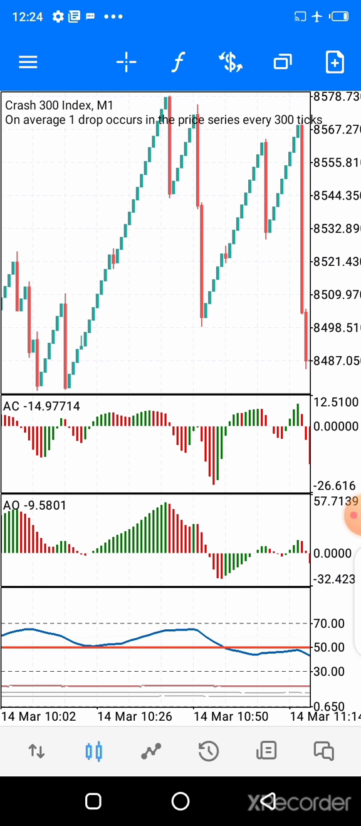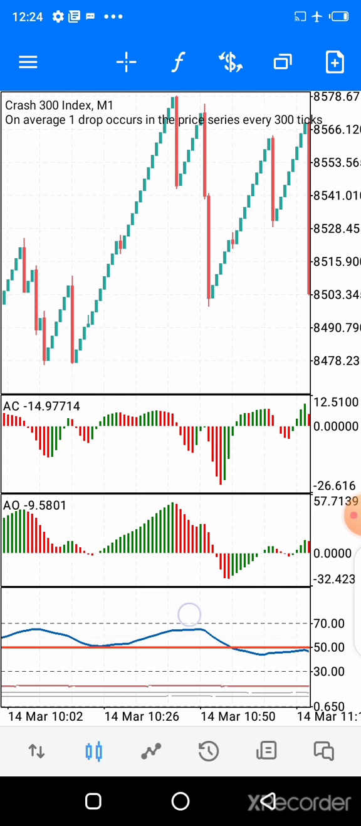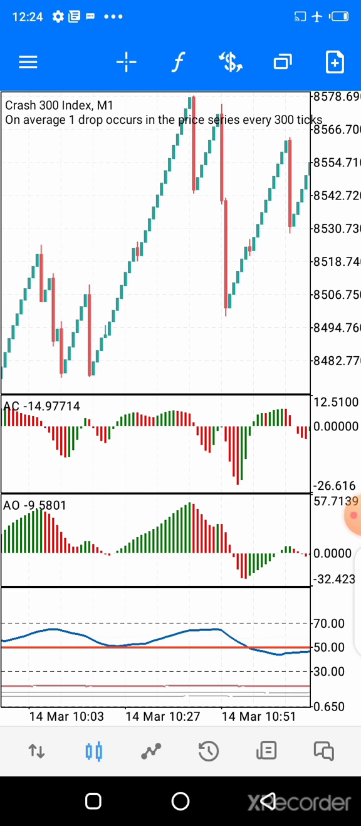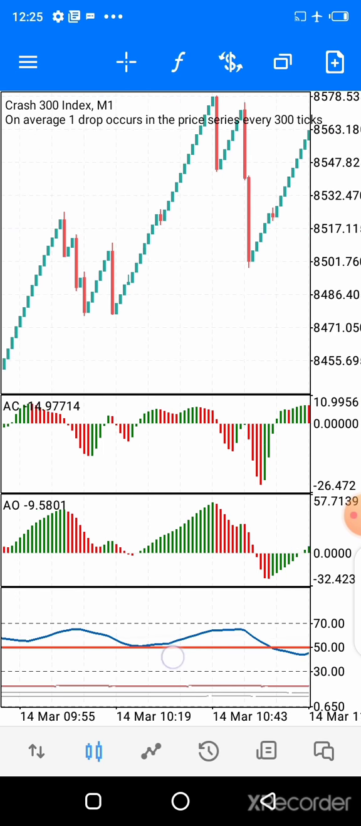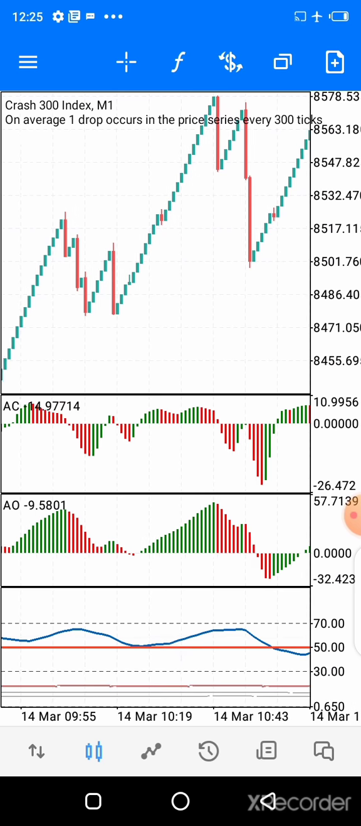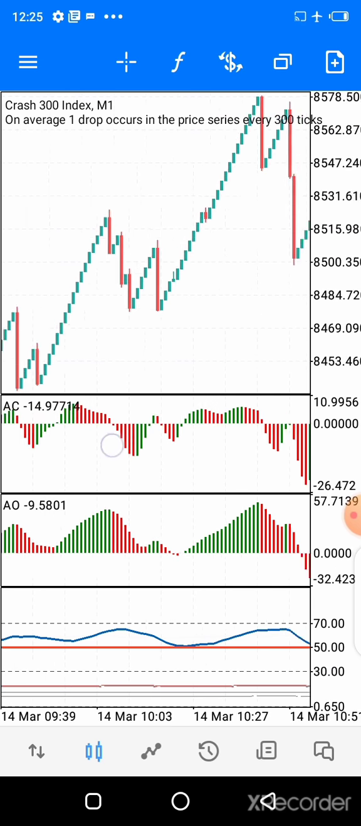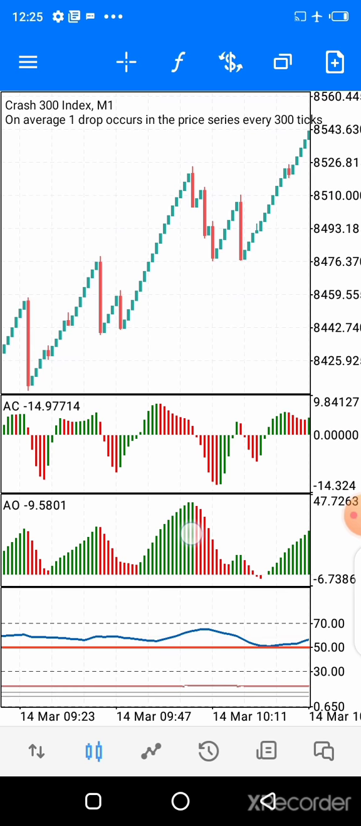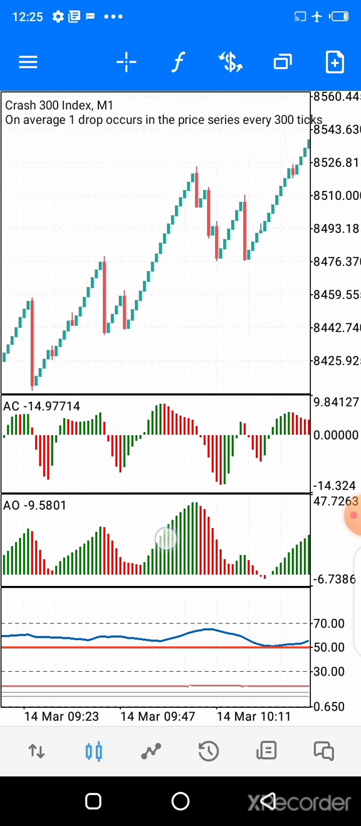Now, the first rule here for Crash 300 is you take a maximum of 4 candles for each trade. We are trading against the spikes. Maximum of 4 candles, that's rule number 1. Rule number 2 is that your RSI, this blue line here, has to be above level 50. And your Accelerator Oscillator, which is this window here, has to be green. The candle here has to be green, and on your Awesome Oscillator the candle has to be green as well. These are the rules you need.